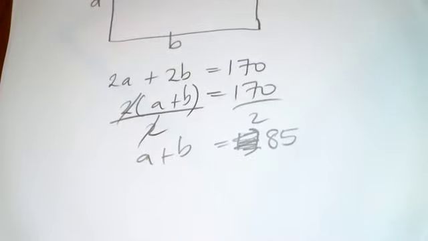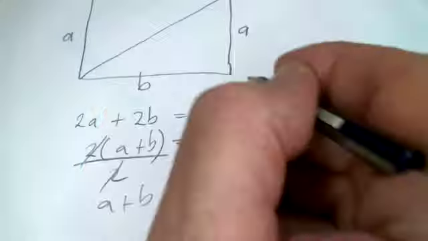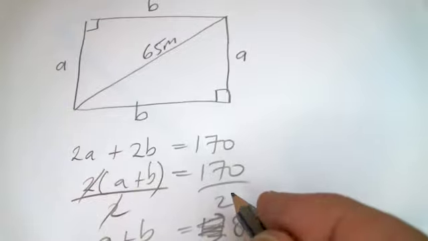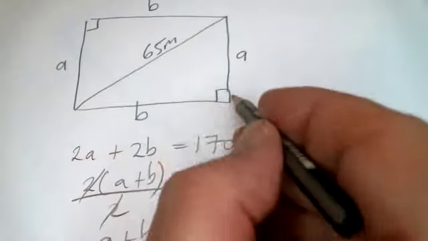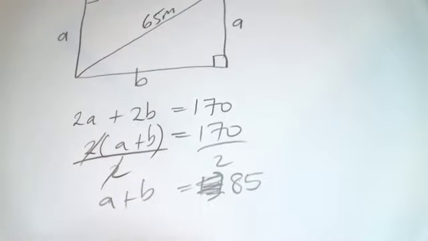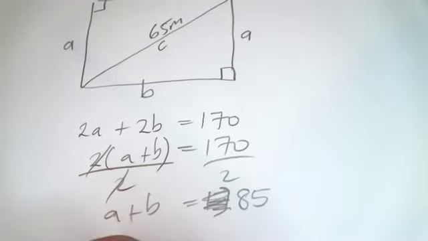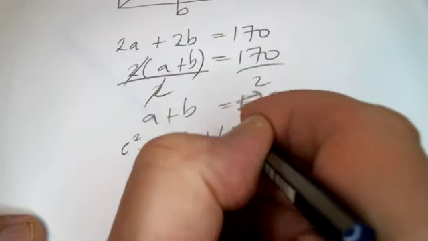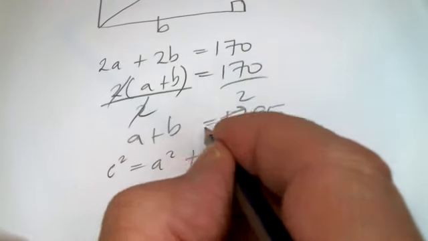All right, so now we also know that we have a diagonal, or the other diagonal as well. We have 2 diagonals. The diagonal is going to be 65 meters. And of course, because this is a rectangle, we know that these must be right angles in the corner. So really what we have here is a right angle triangle. And we could actually use Pythagoras at this point, because we know that c squared, and let's just call this side C, c squared is equal to a squared plus b squared. So we've got this a plus b is 85.